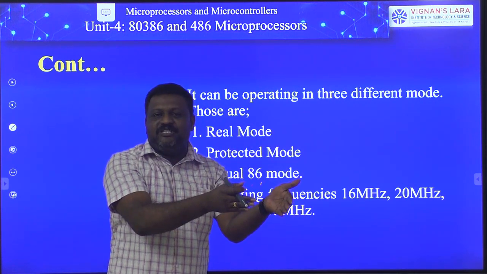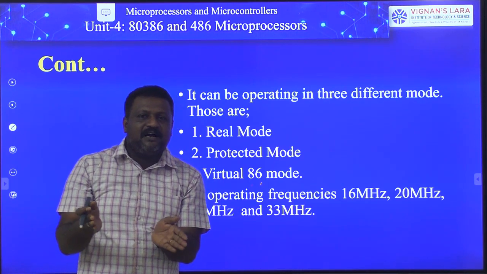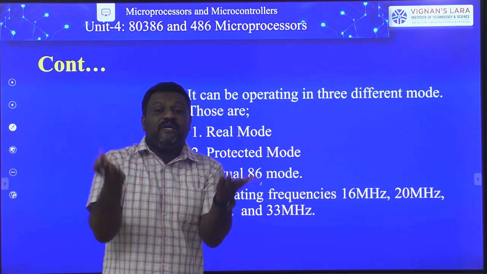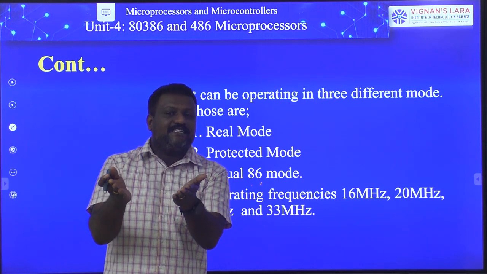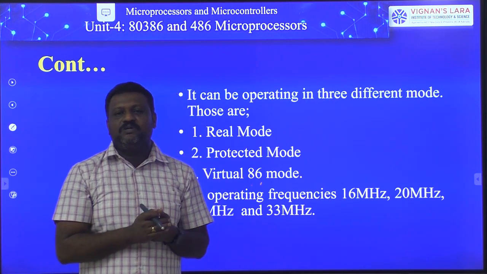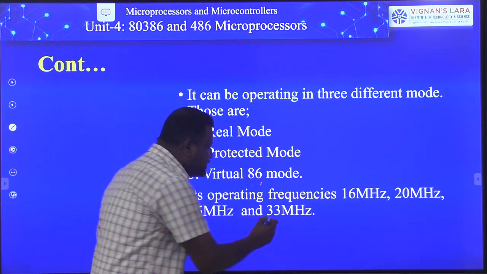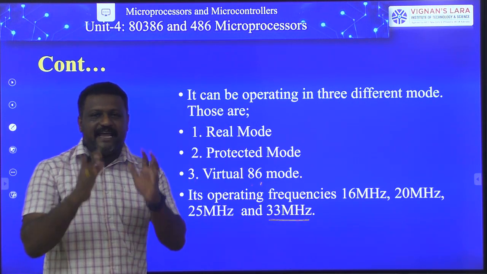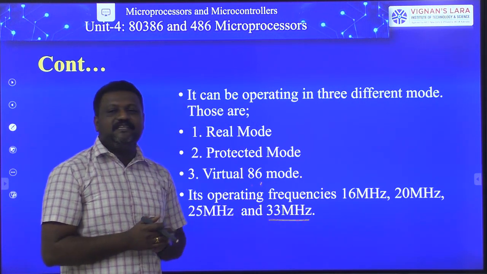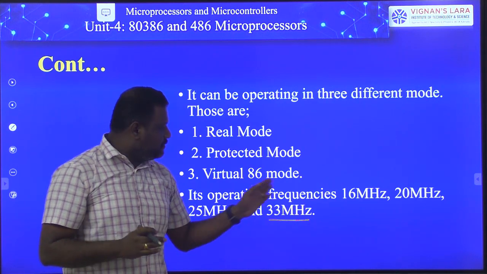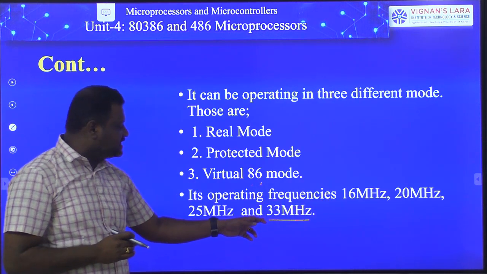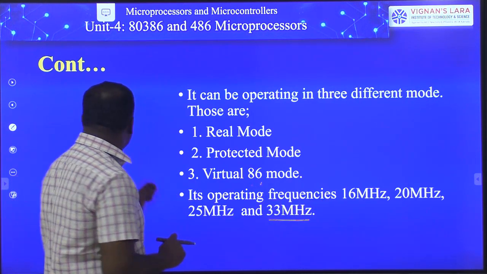If you consider 8086 operating at 10 megahertz, your 80386 operation is still more than 3 times faster compared to 8086, because the maximum operating clock frequency of 80386 is 33 megahertz. So the minimum is 16 megahertz and the maximum is 33 megahertz.